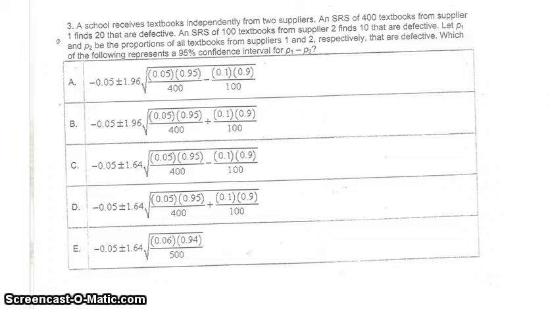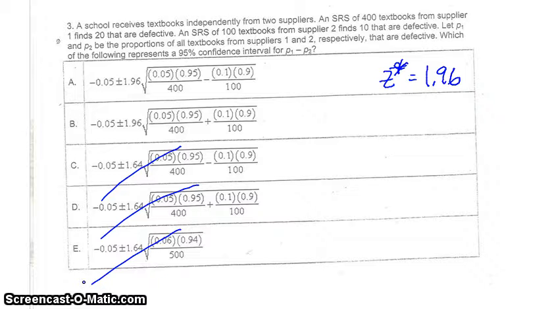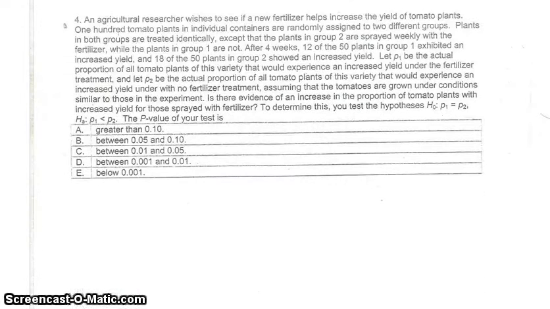Here we go. We're looking at which one is correct, and we have a 95% confidence interval, which tells us that our z critical needs to be 1.96. So that can't be those. All right. And anytime we use combined standard deviations, we have to have addition. So B is the only one that it could possibly be. All right, just a different way of breaking down a multiple choice question.